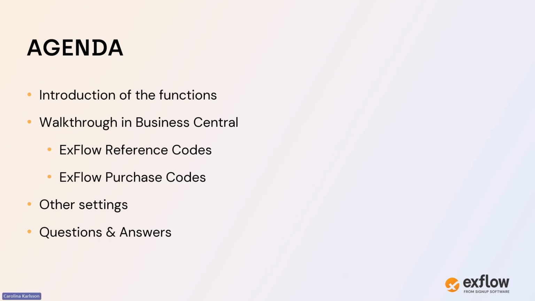After this info session, I hope that you have gained some insight of how you can set up the reference codes and the purchase codes, and add them to your workflows, because there are so many ways that you can use these. So we will start with an introduction of the functions, and then we will do a walkthrough in Business Central. First, we will cover the reference codes, then the purchase codes, and then I will show an example of how it can look in the import journal.